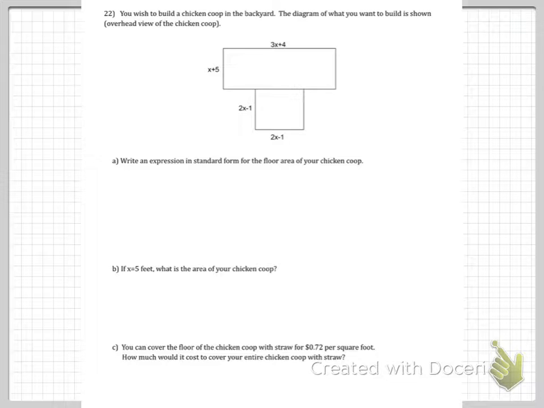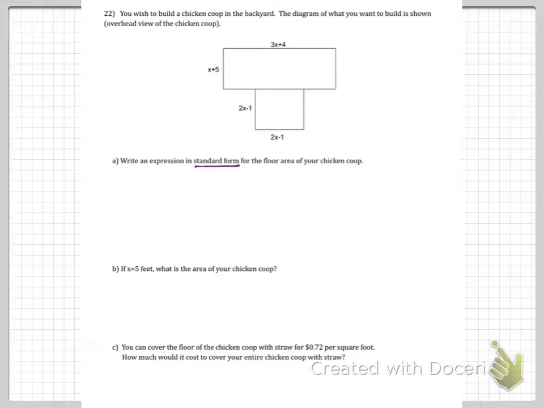For the last one, you want to build a chicken coop in the backyard. The diagram of what you want to build is shown. This is, for example, an overhead view of the chicken coop. We want to write an expression in standard form for the floor area. Fortunately, they gave us length and width of two different rectangles. Actually, one of them is a square. And so we're just going to multiply them together.